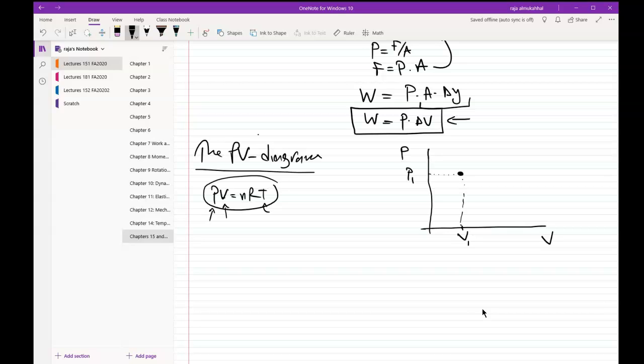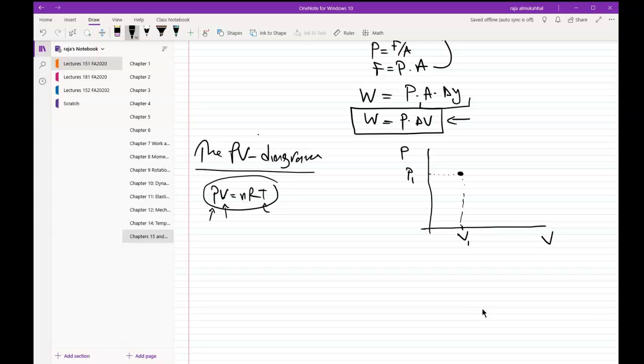Remember, n and R are basically constant. n is just the number of moles in the gas that you're dealing with, and most of the time it's constant. You're assuming that the gas is not leaking out of the piston or something like that. And then R is just a constant, 8.314 and so on. So you can always find the temperature.